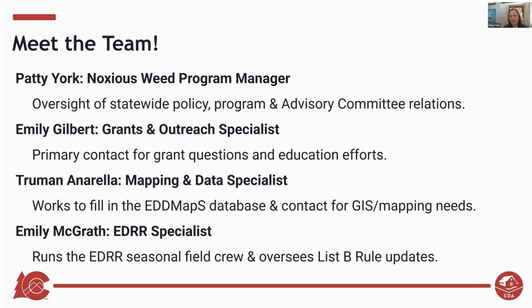And then finally, Emily McGrath is our early detection and rapid response specialist. So she runs our EDRR field crew, which is a seasonal field crew that goes and helps entities with their high priority species. And then Emily also oversees the List B rule updates, which we are doing this year. In addition to the rule updates for the List B management plans, we're actually working this year to revise our noxious weed list. So if you have not filled out the survey yet on what you think we should do with a number of the species, both on our list and not on our list, please do that. And that's available on our website and in the newsletter.